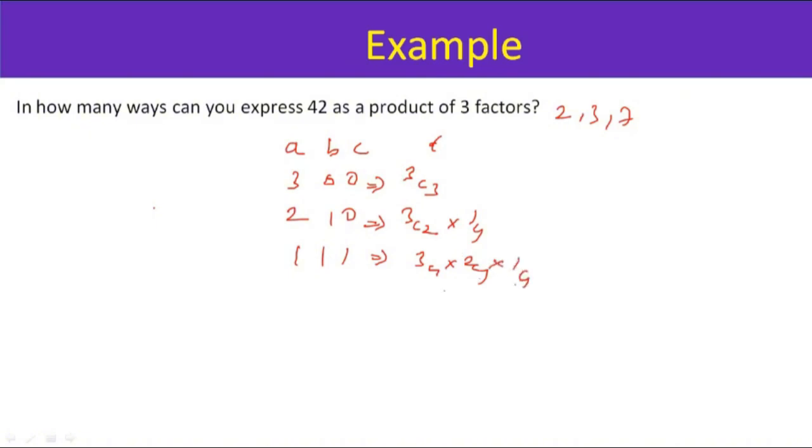But you will have to divide it by 1 factorial. Why? Because, see, it's all 2, 3, 7, right? So whether you put 2 here or you put 3 here or you put 7 here, it's all the same because, again, you can't arrange A, B, and C. So you will have to divide this by 3 factorial. And the answer to this becomes 1. Here it will be 3 or here it will be 1. The net answer becomes 3 plus 1 plus 1, 5.